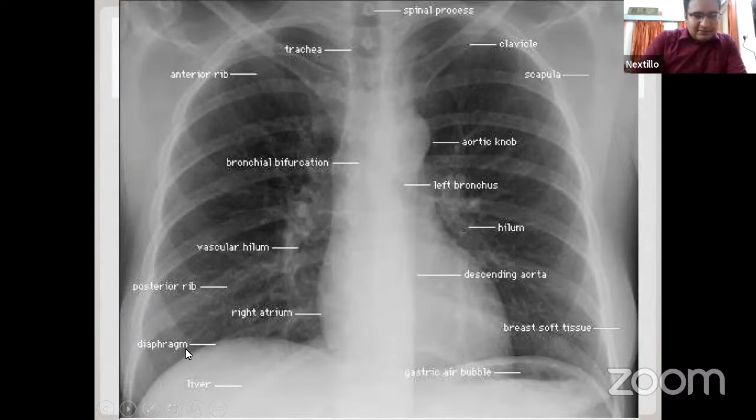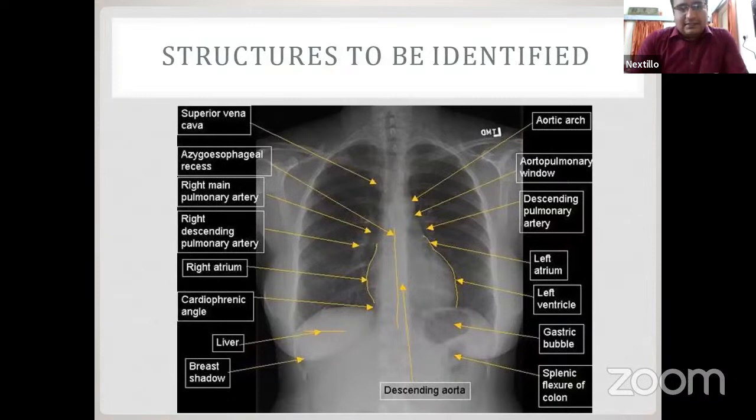Now look at this. What are these? These are the hemidiaphragm. Right hemidiaphragm, left hemidiaphragm. And the air under the left hemidiaphragm, which we are seeing, is gastric air bubble. Don't get confused. Don't say, sir, it's air under diaphragm. No, this is not air under diaphragm. That's why I'm saying, remember the normal things. This is right hemidiaphragm. Below the right hemidiaphragm is the liver. So this is the basic anatomy we are looking at. Now let's move to the next. Now look at this heart. Can you appreciate this right border of heart, sorry, my bad.